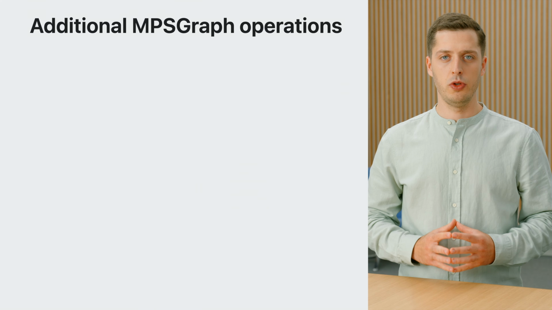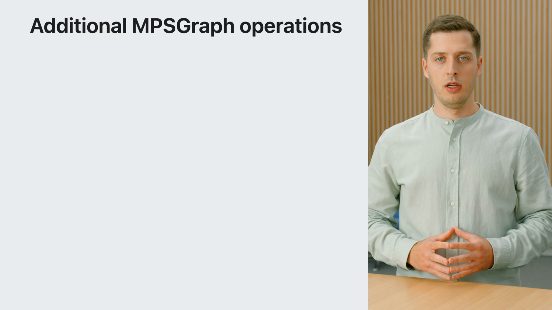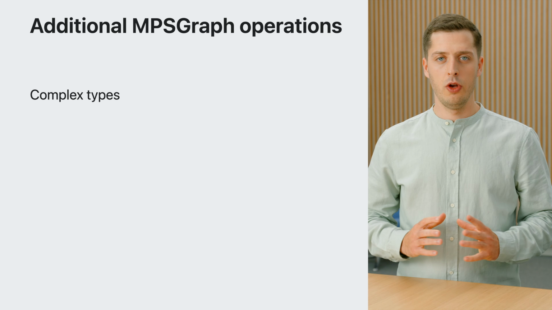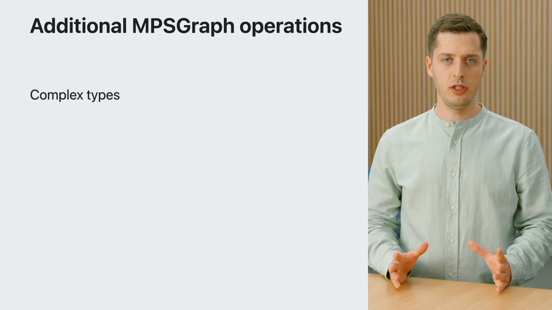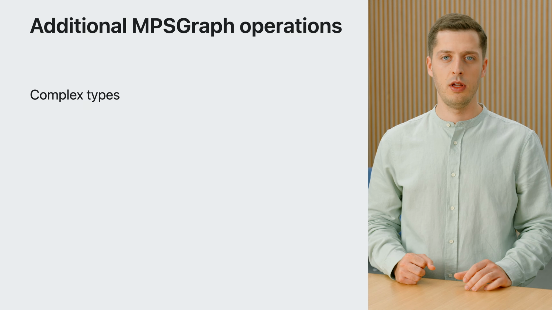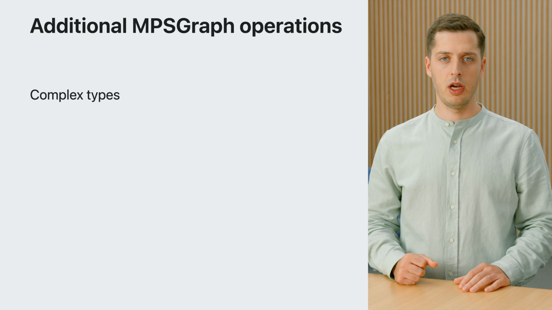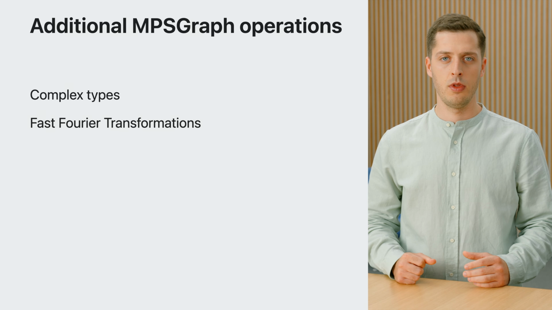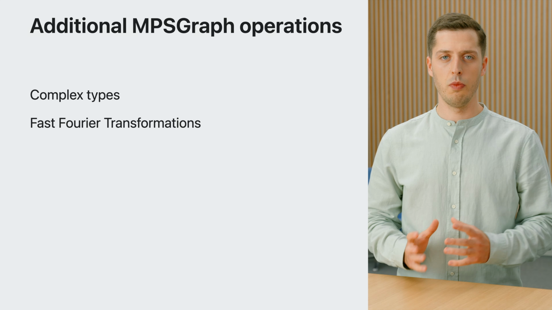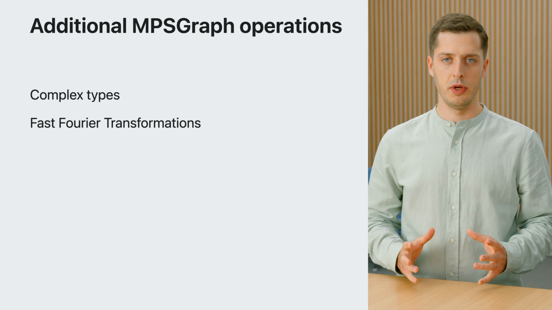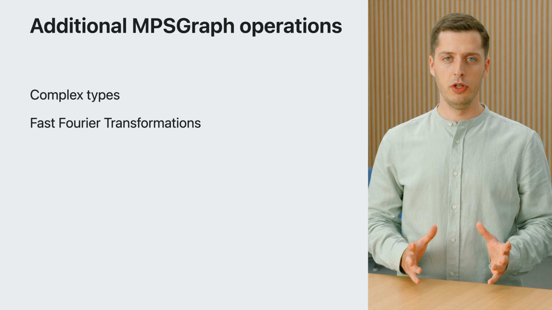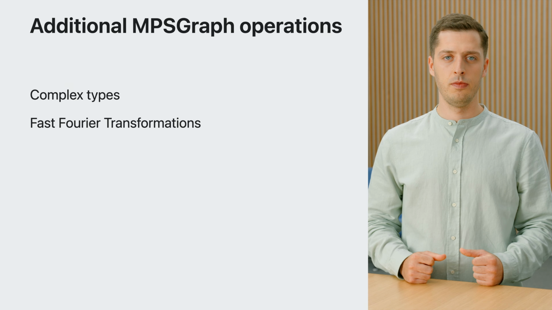In addition to the previous new features, MPS Graph supports even more machine learning operators. Starting this year, complex types are supported for most graph operations. You can use complex numbers either with single precision or half precision floating point formats. Building on the complex data type, MPS Graph adds operators for computing fast Fourier transformations. You can apply complex to complex, complex to real, and real to complex transformations up to 4 dimensions. These are very common in audio, video, and image processing applications.